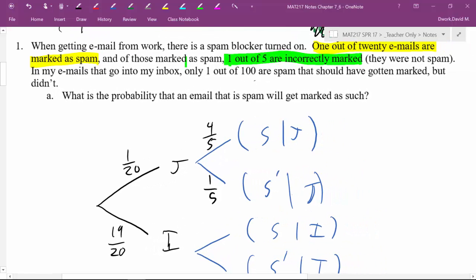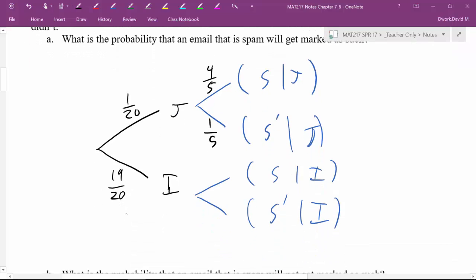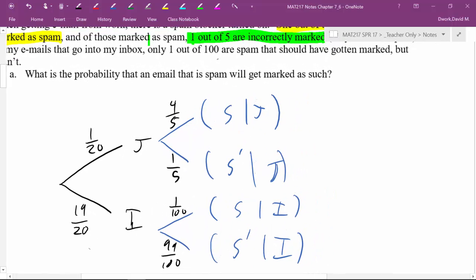Okay. And then in my emails, so in my inbox, only 1 out of 100 are actually spam. Okay. So 1 out of 100 is spam, which means 99 out of 100 are not spam. So now let's listen to the question. What's the probability that an email that is spam gets marked as such?